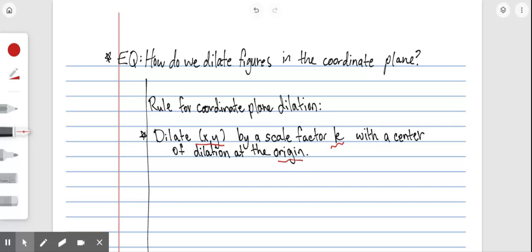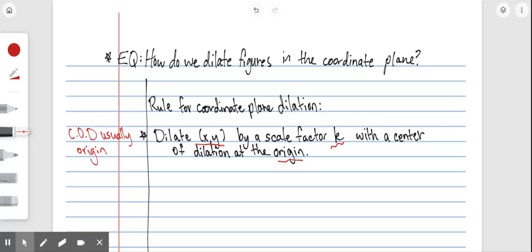Over here on the left, I'm going to make a note. Unless otherwise specified, your center of dilation is usually the origin. Center of dilation, usually the origin. It's going to make it so much easier for you. When your center of dilation is at the origin, all of the lines from it are just straight lines. You don't have to worry about scaling for anything or adding or subtracting anything.